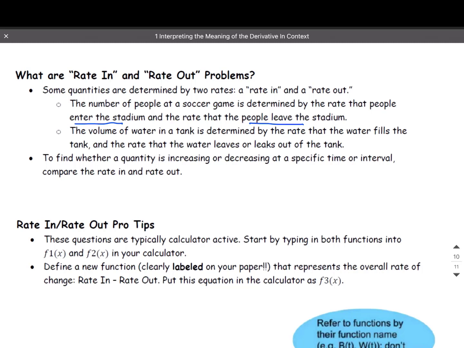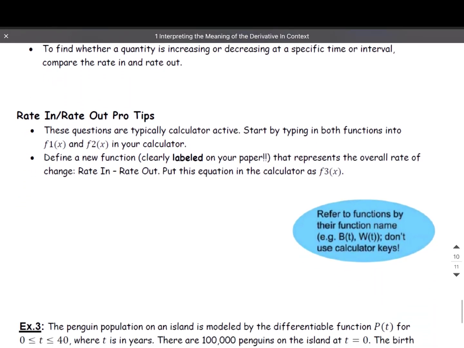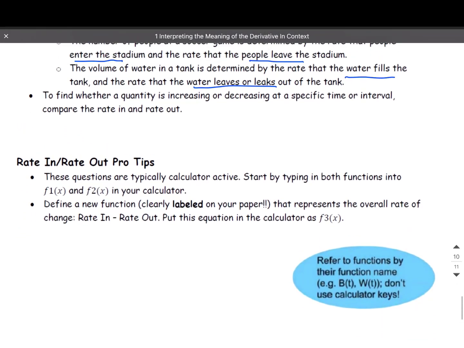The volume of water in a tank is determined by the rate that water fills the tank and the rate that the water leaves or leaks out of the tank. So you're going to add what's coming in, you're going to subtract what's leaving. To find whether a quantity is increasing or decreasing at a specific time or interval, compare the rate in and the rate out.